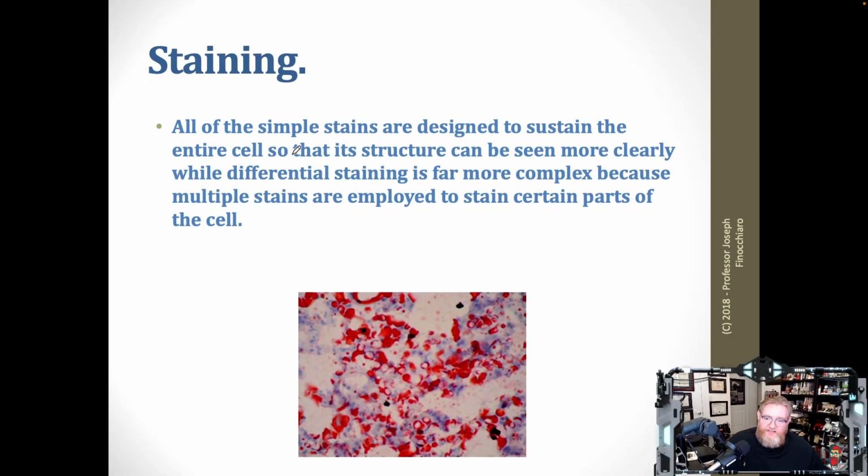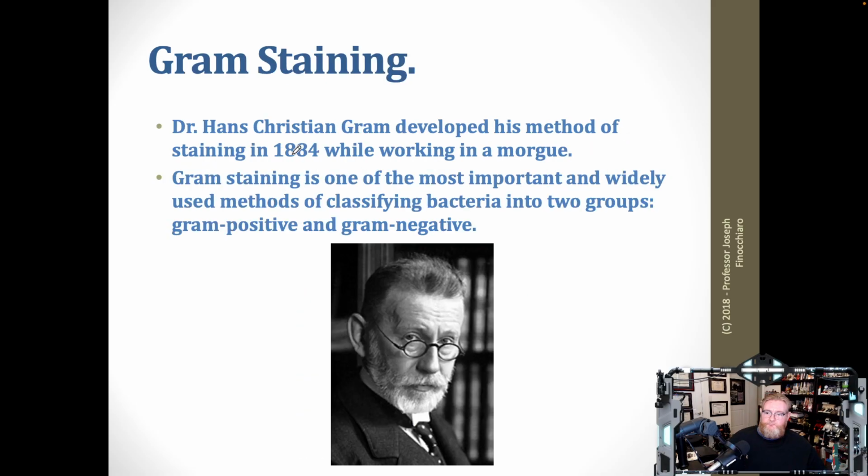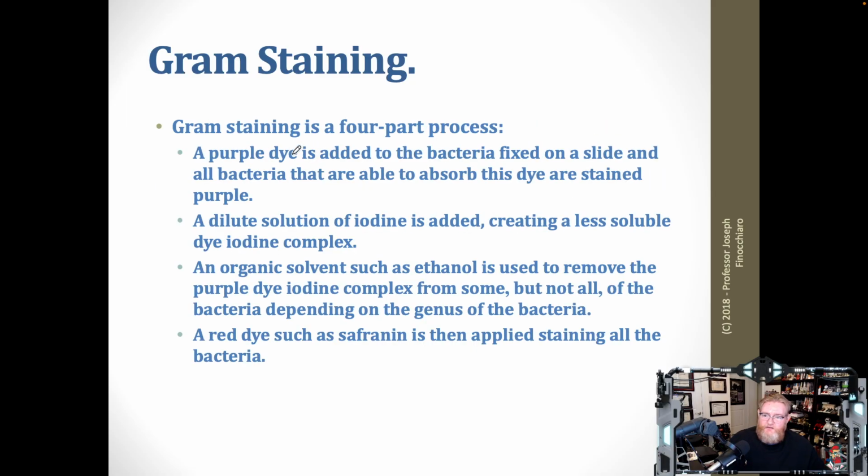All of the simple stains are designed to stain the entire cell so that its structure can be seen more clearly, while differential staining is far more complex because multiple stains are employed to stain certain parts of the cell. Dr. Hans Christian Gram developed his method of staining in 1884 while working in a morgue. Gram staining is one of the most important and widely used methods of classifying bacteria into two groups, gram-positive and gram-negative. Gram staining is a four-part process.